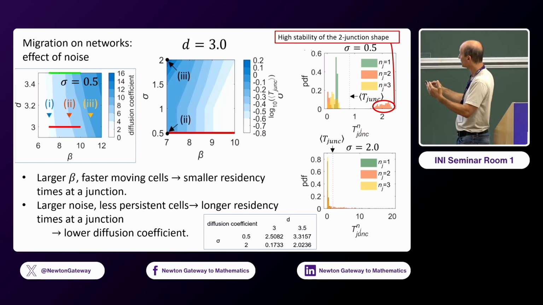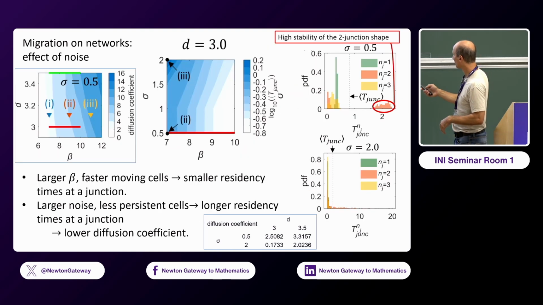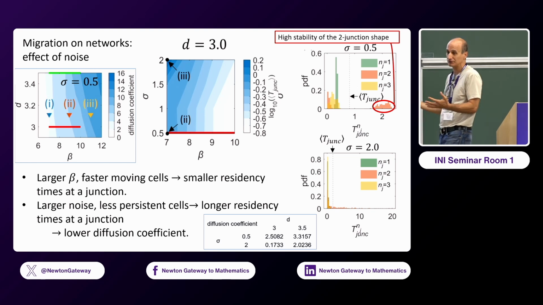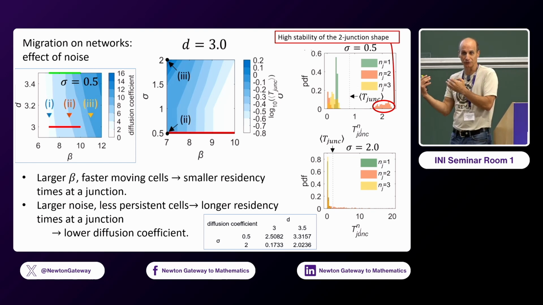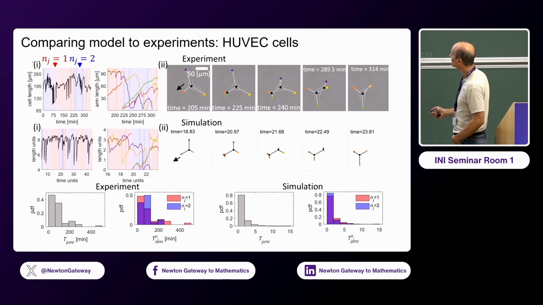Now, if you increase the noise, the residency time increases, and we know that the mean residency time increases because of what I showed you before. Remember that when the noise increased, you can even get complete trapping on a single junction. So the same kind of behavior here: lower diffusion coefficient when you have larger noise.